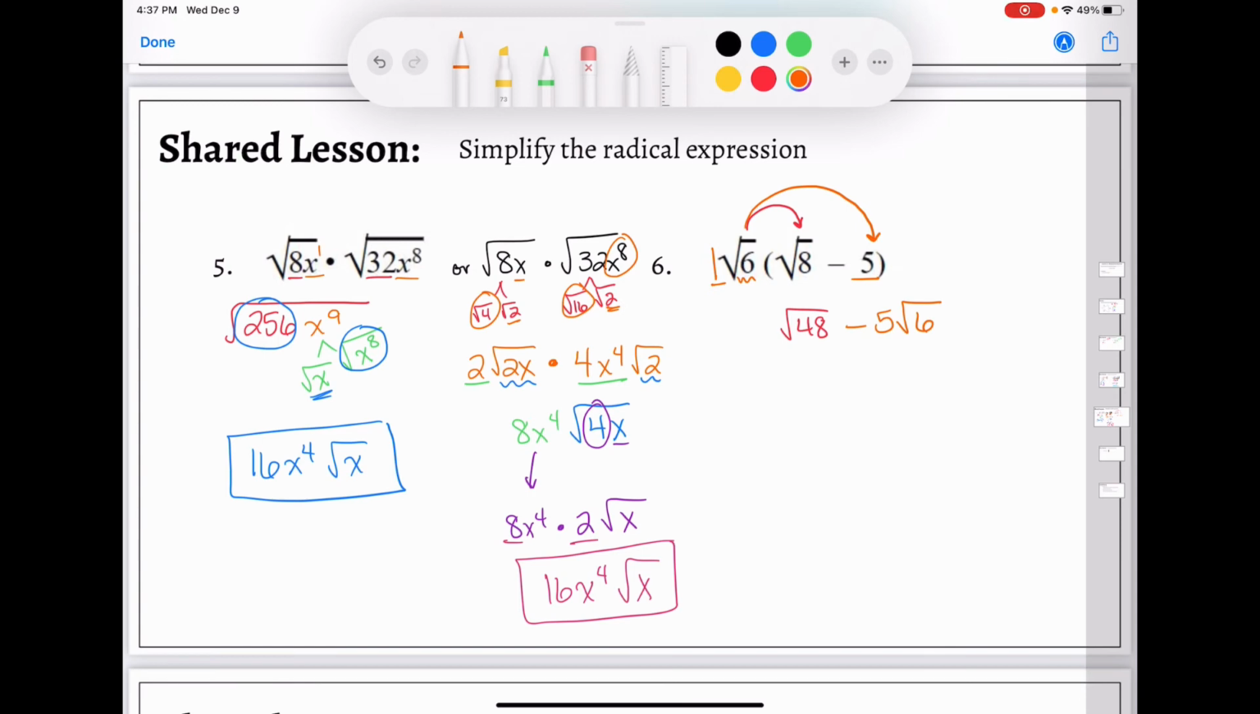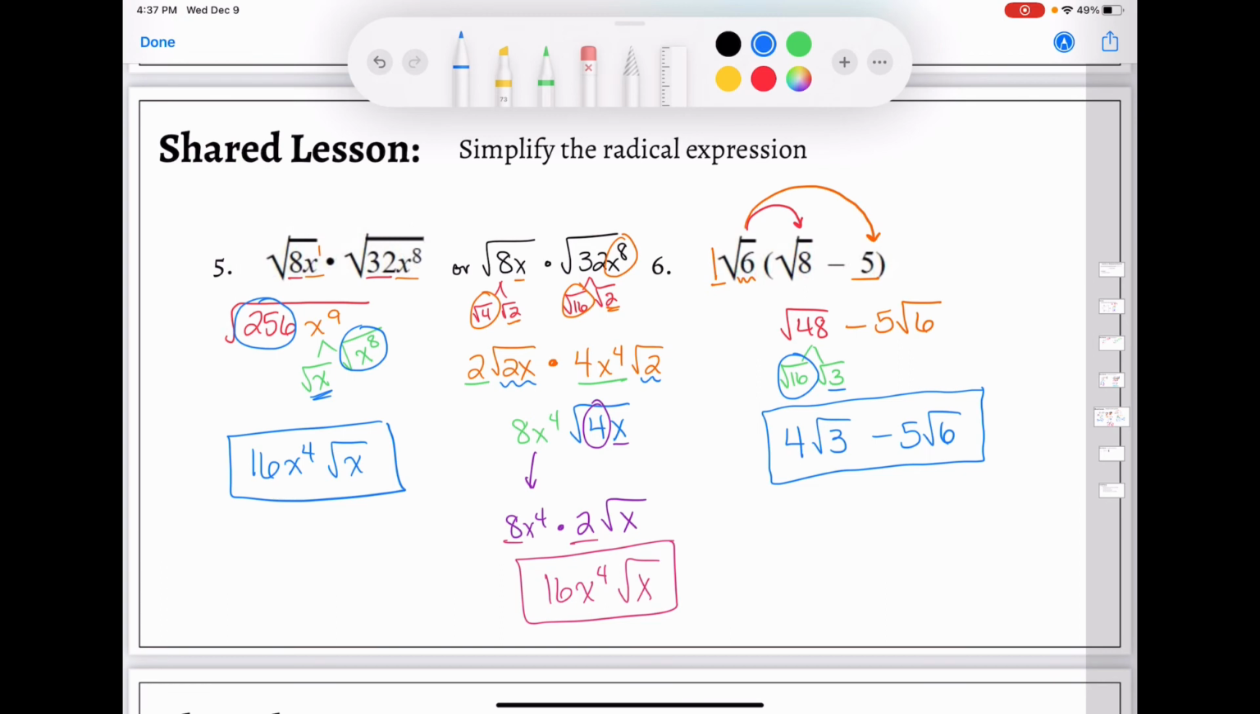So now I cannot combine these two because they are not like radicals. What I need to do is just double check and see if I can simplify this if they become like radicals. So radical 48 becomes square root of 16 and the square root of 3. 16 is a perfect square, so square root of 16 is 4. So 4 radical 3 is staying put. Bring down the minus 5 radical 6. Again, they are not like radicals. One's a radical 3, one's a radical 6, so I cannot combine them. So my final answer is just 4 radical 3 minus 5 radical 6.